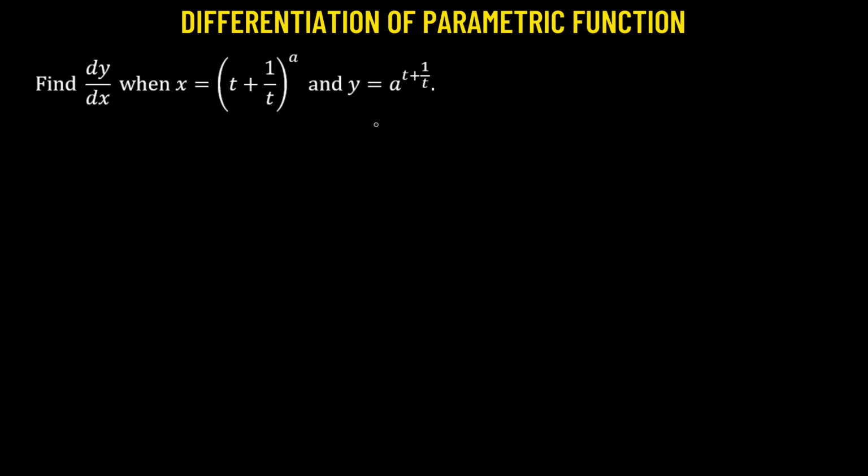We need to obtain the derivative of y with respect to x whenever x and y are given in parametric form. That means x and y both depend on the parameter t. So let's begin. We'll start with whatever we have been provided with.